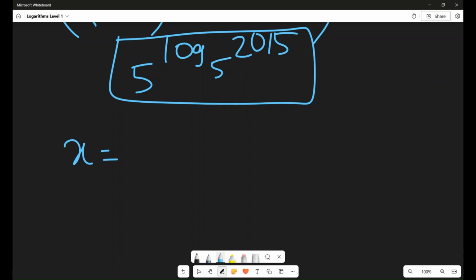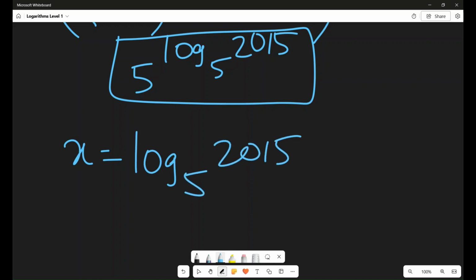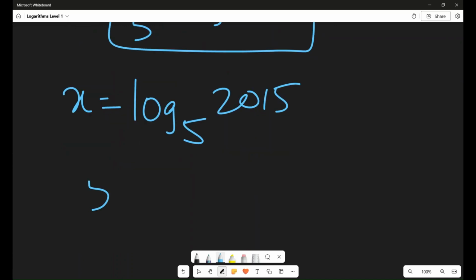Let's say x is equal to log base 5 of 2015. And since logarithms are new to us, let's just convert it into exponent form. It's more convenient. 5 to the power of x is equal to 2015, right?